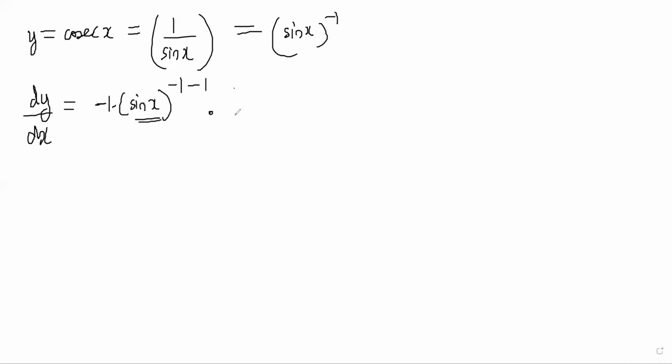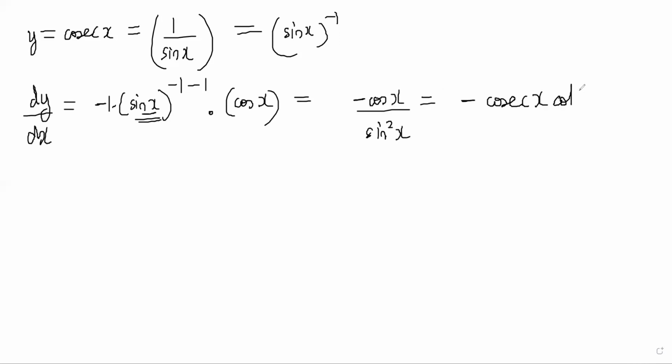and then do the inside part. So that is cos x, the differentiation of the sin x inside. So this will become minus cos x by sin square x. So this is actually minus cosec x cot x. Makes sense, no?